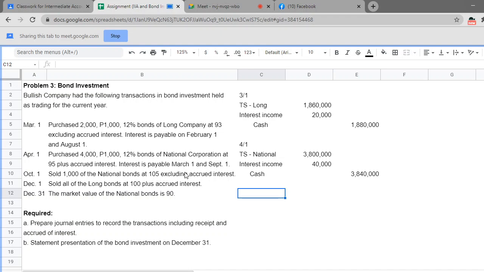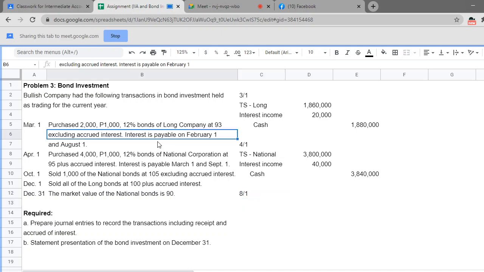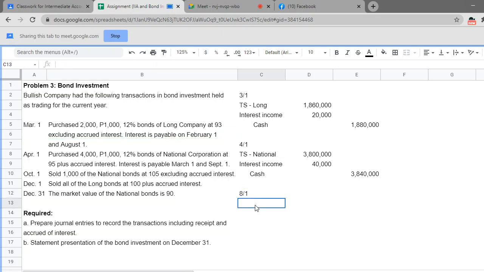Now, on October 1. Wait, let's go back to August 1. Long Company's interest dates are February 1 and August 1. So, on August 1, we receive cash and interest income.